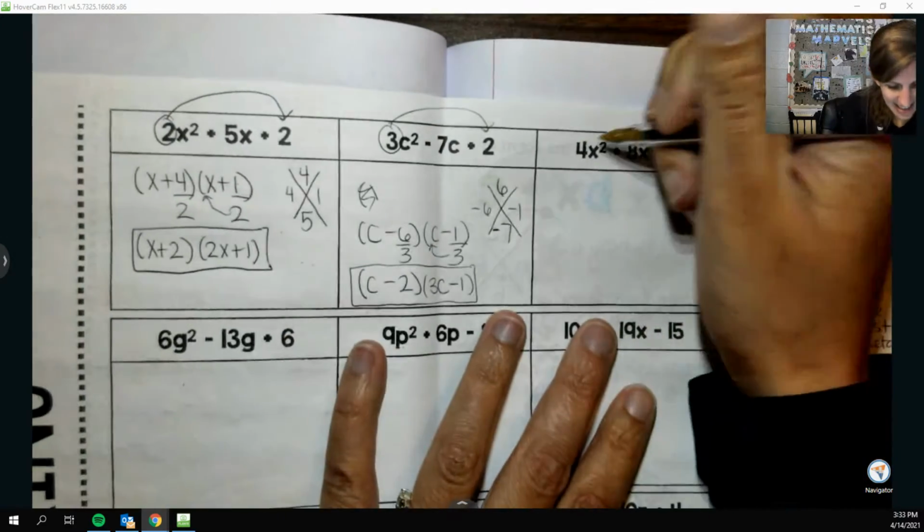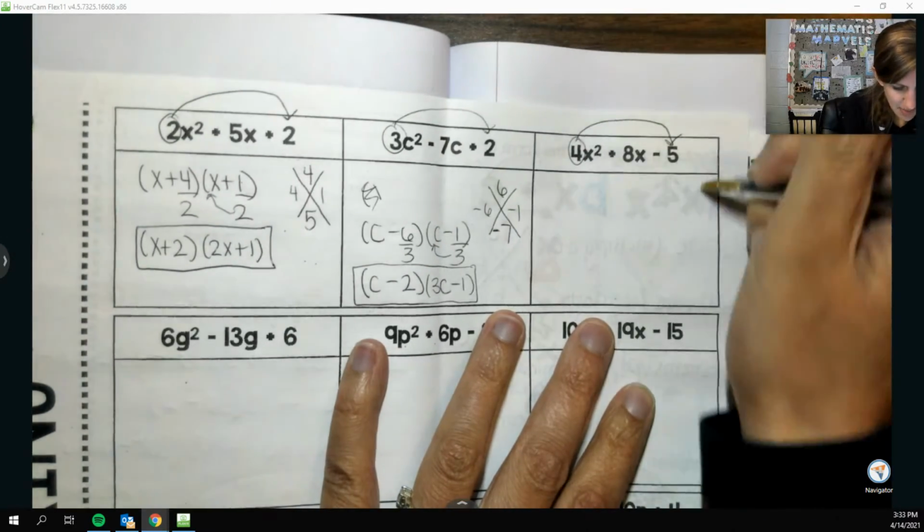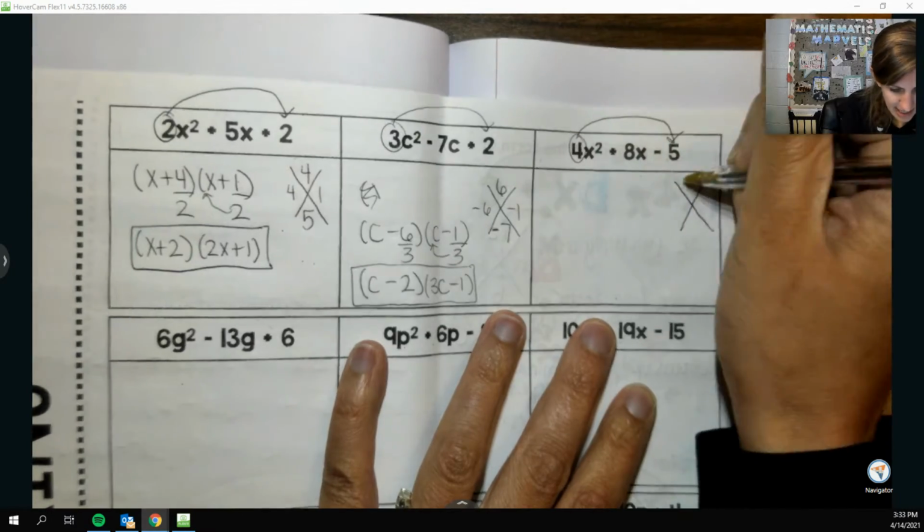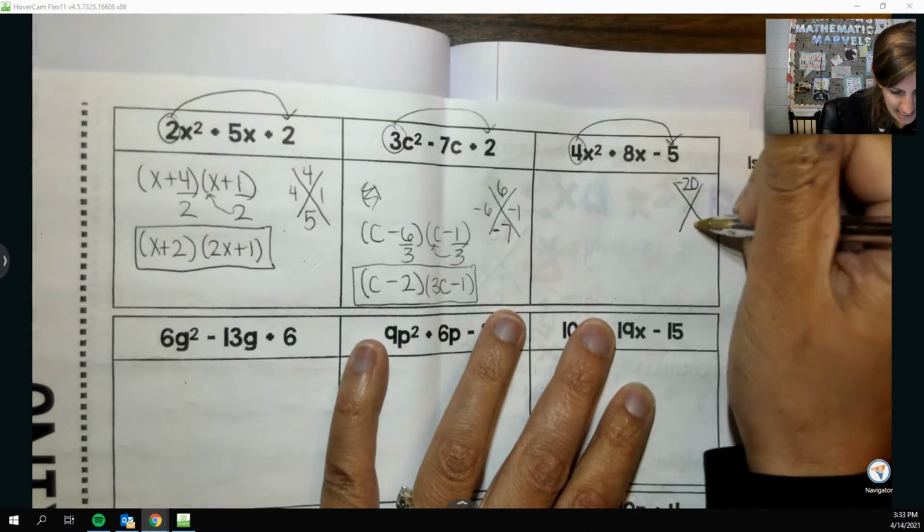On to the next. If I take that front number, slide to the back, I get -20, trying to add to 8.